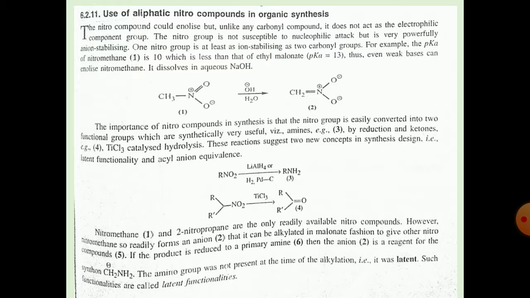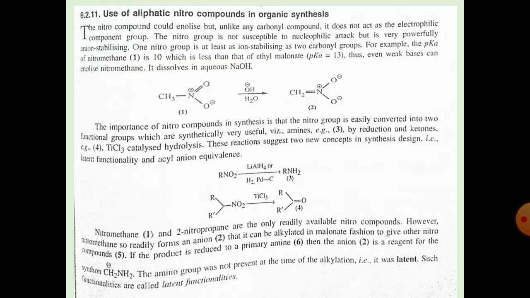Firstly, RNO2 with LiAlH4, H2 or H2/Pd-C. These are the reduction processes. Firstly, RNO2 is converted into RNH2, meaning the nitro group is converted into the amine. And in the next, the nitro group with TiCl3 is converted into the ketone.